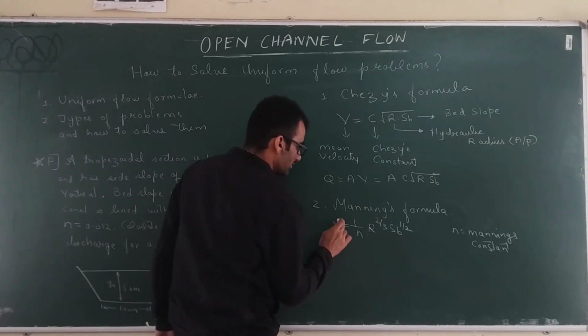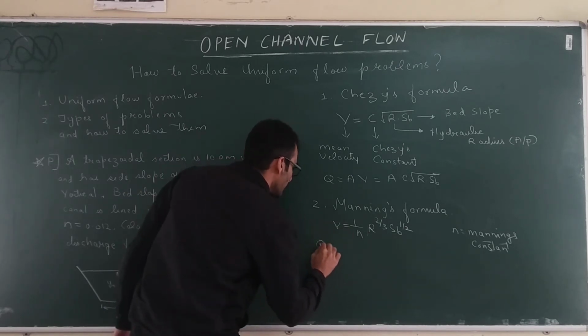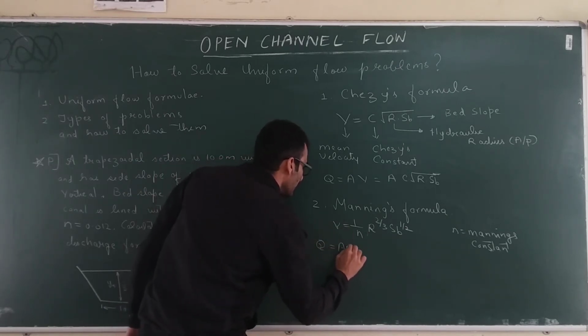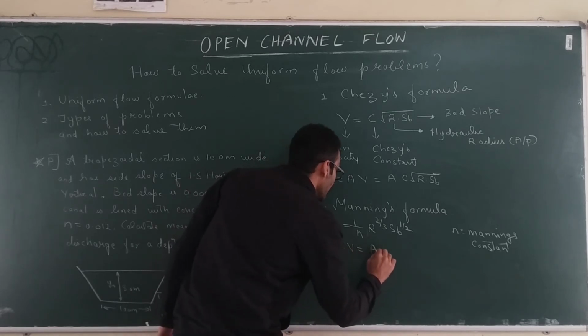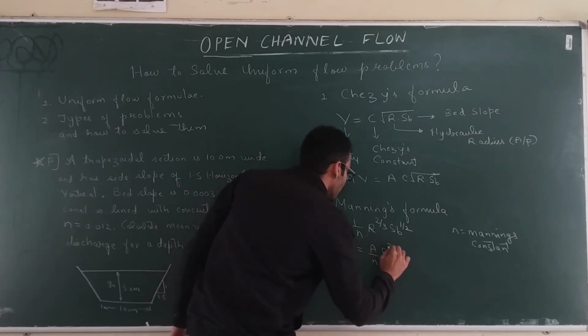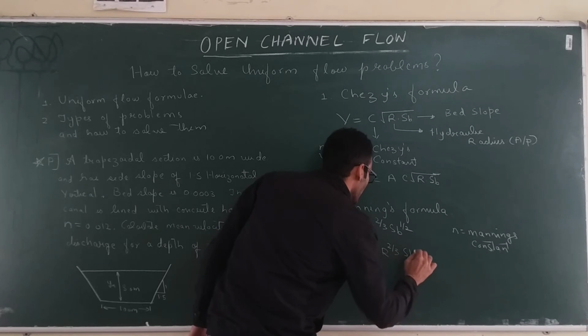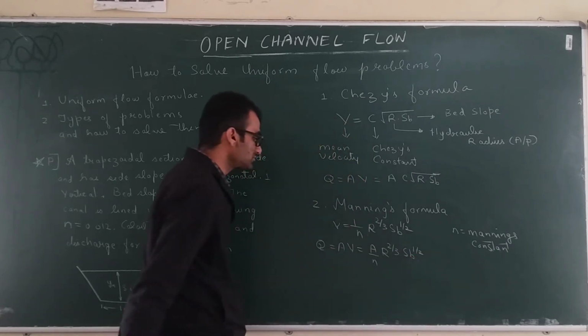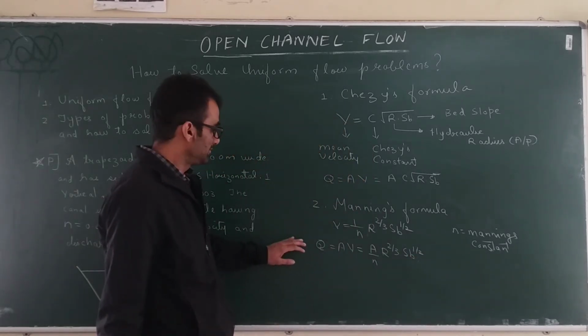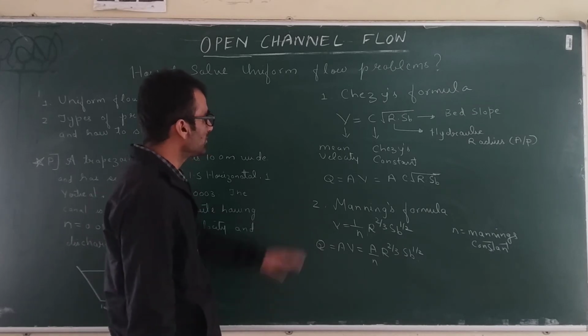Now see, this is the Manning's formula. Again you can calculate discharge by this formula as AV. So it will be Q equals A by N R to the power 2 by 3 SB to the power 1 by 2. So remember these two formulas.